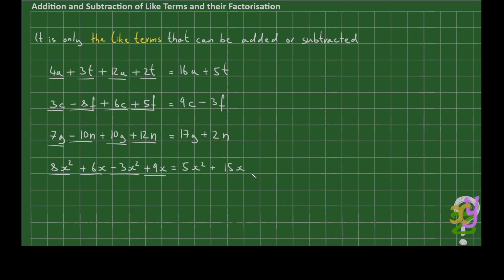In each of these cases, we can also look for common factors. In the first case, we have 16a and 5t. We are looking for a common factor for 16 and 5. Unfortunately, there are no common factors. Recall that a common factor would be a number that both of these values are divisible by. So in this case, this is as far as we can go.